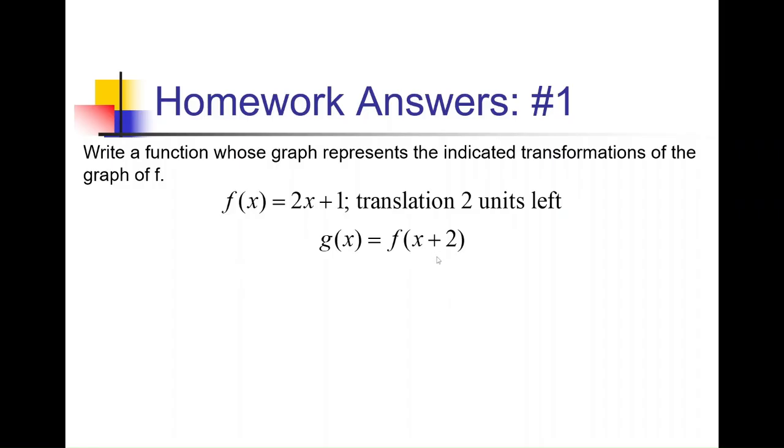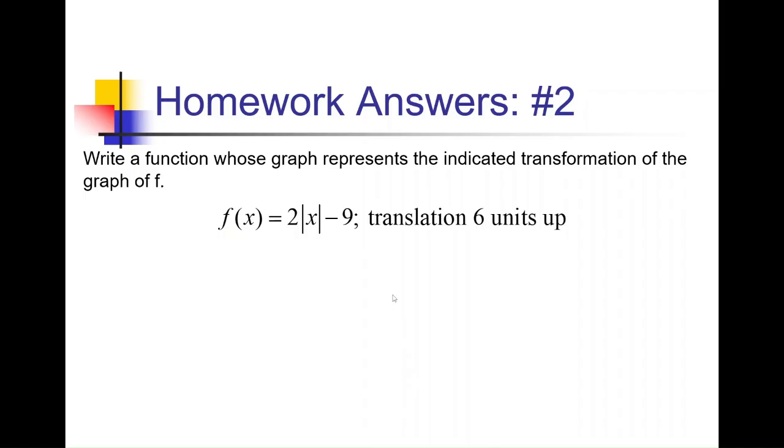And now I'm simply going to plug x plus 2 into this f function. So I can rewrite this as 2 parentheses x plus 2 plus 1. And then I just simplify this. That's going to be 2x plus 4 plus the 1, which simplifies to 2x plus 5.